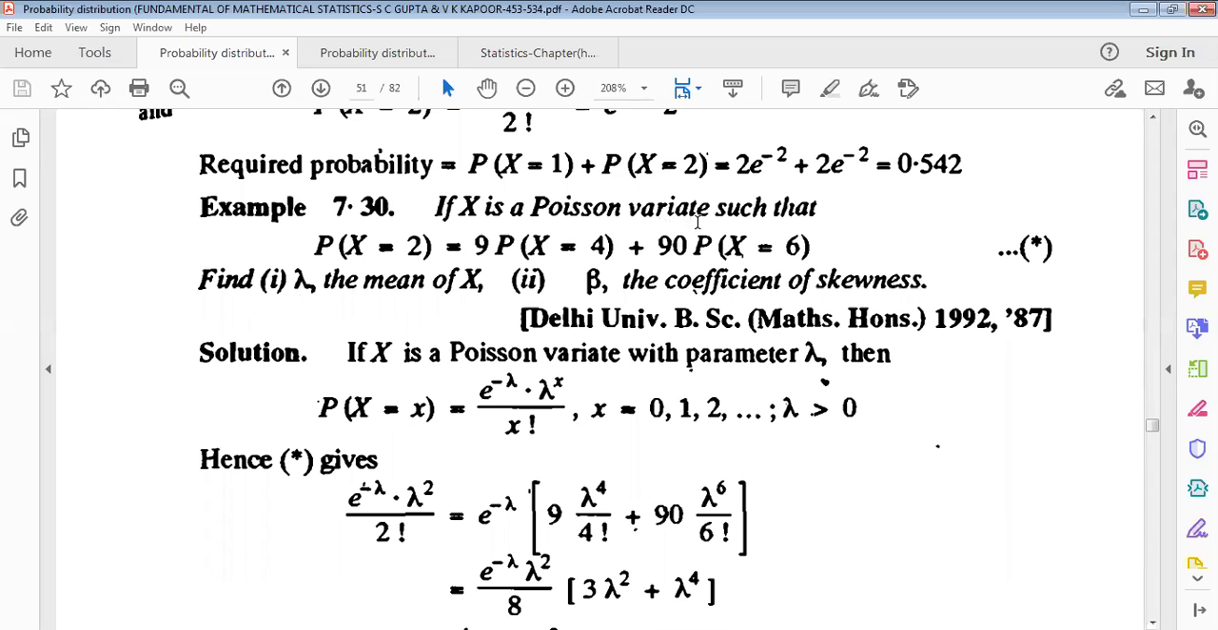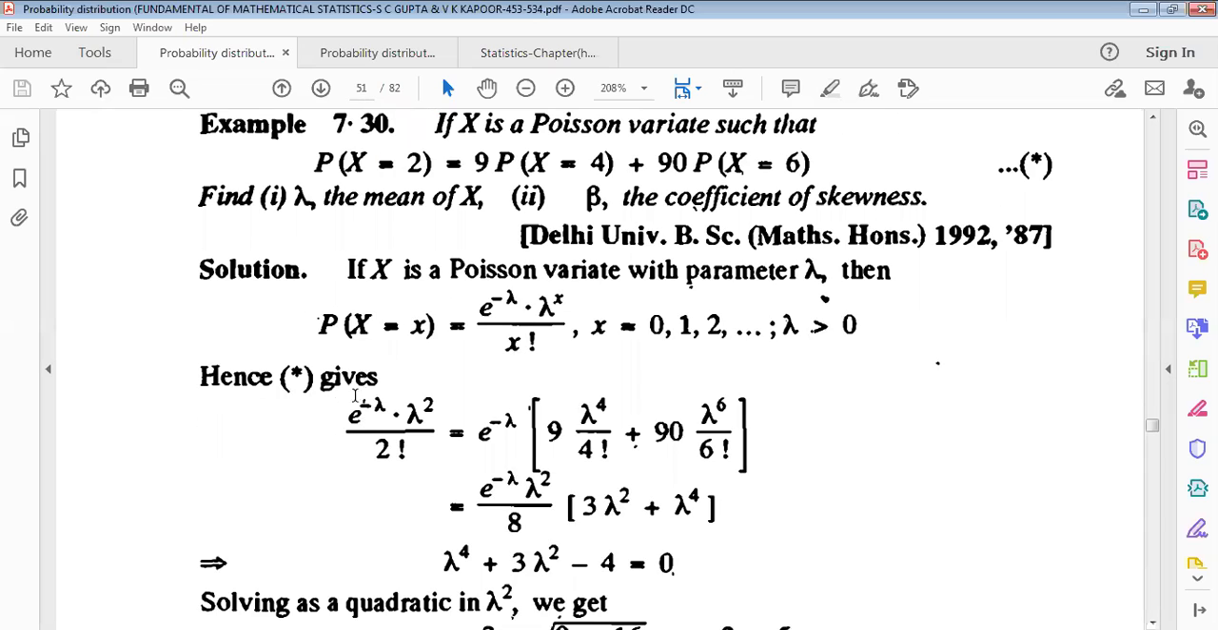If x is a Poisson variate, we know the probability density function for the Poisson distribution: e to the power minus lambda, lambda to the power x divided by x factorial. x starts from 0 up to infinity. Lambda will of course be greater than 0, that means the mean is positive. This is from the given equation, call it equation 1.